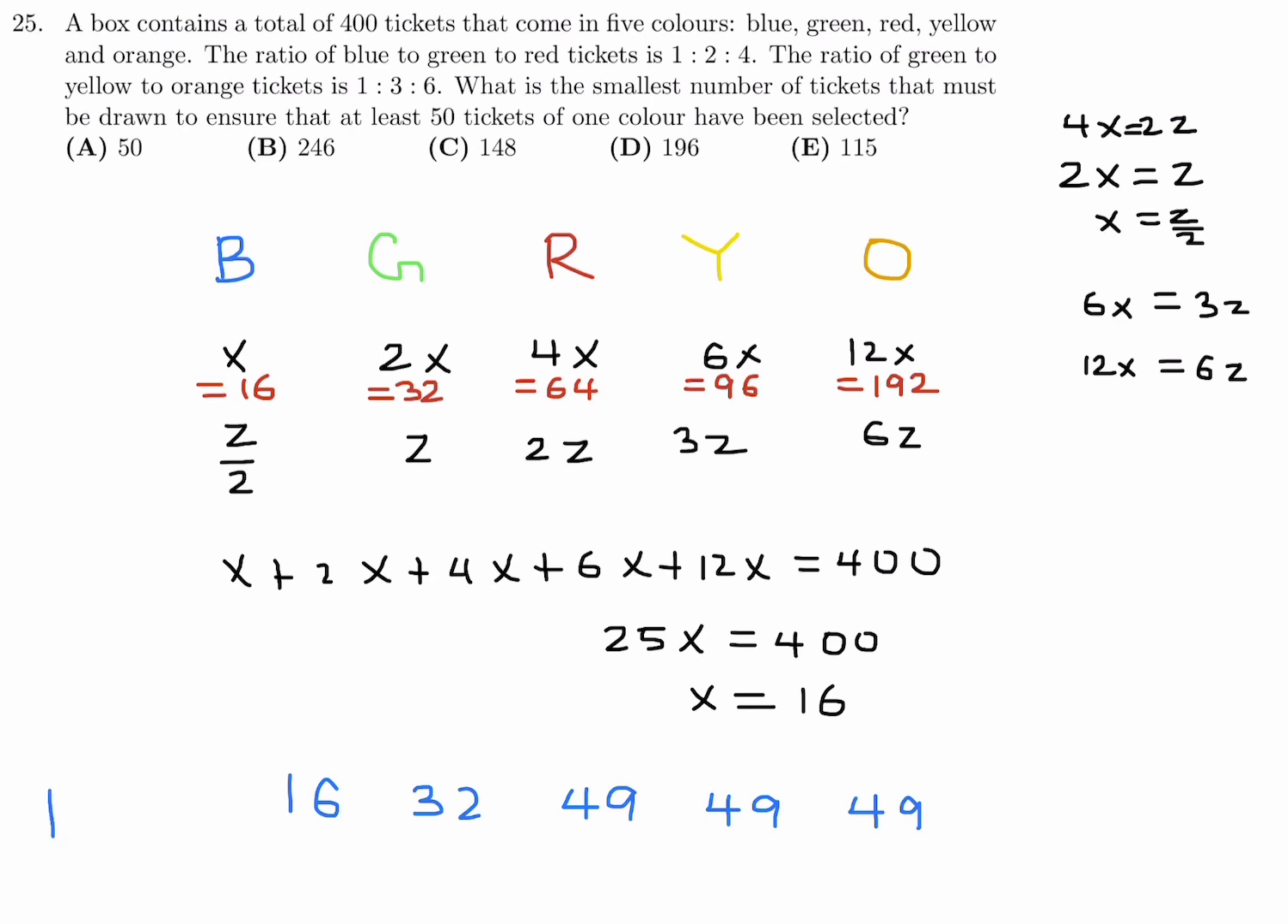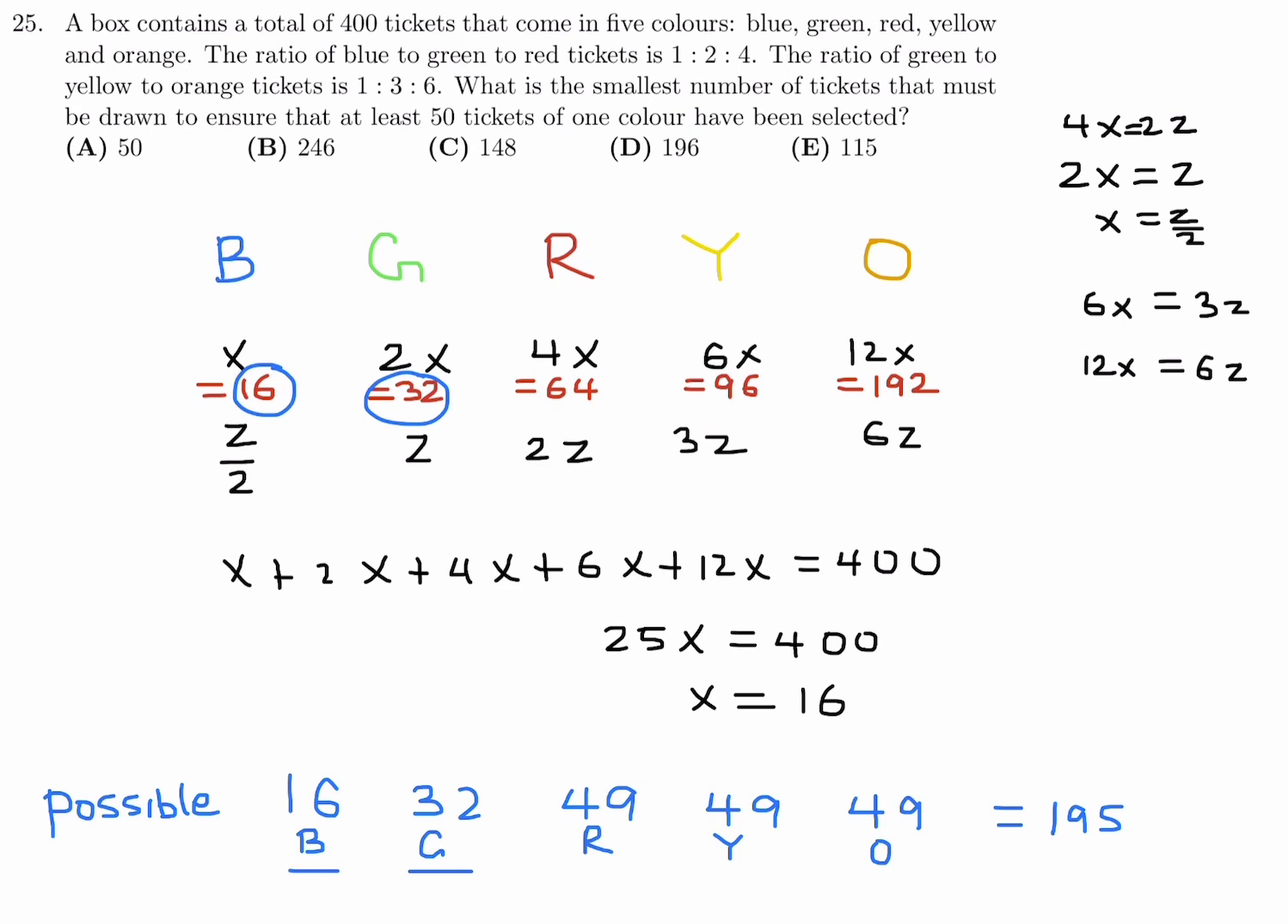So this scenario is possible. And we have to look at any extreme case scenario where it's possible to not have 50. This is a possible scenario where I chose 16 blue, I chose 32 green, 49 were red, 49 were yellow, and 49 were orange. So let's add these up, and when you do, you get 195. So far, in this extreme case scenario, we don't have 50 of any one color, but the very next ticket that's chosen will push me to 50. It won't be a blue or a green because those are exhausted. Those have already been all selected.